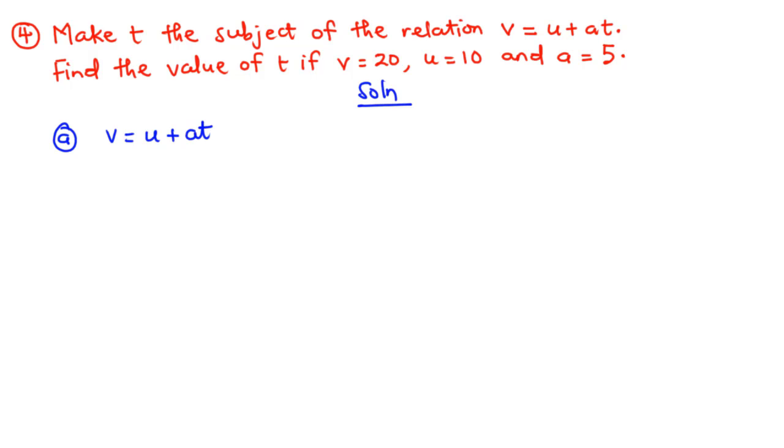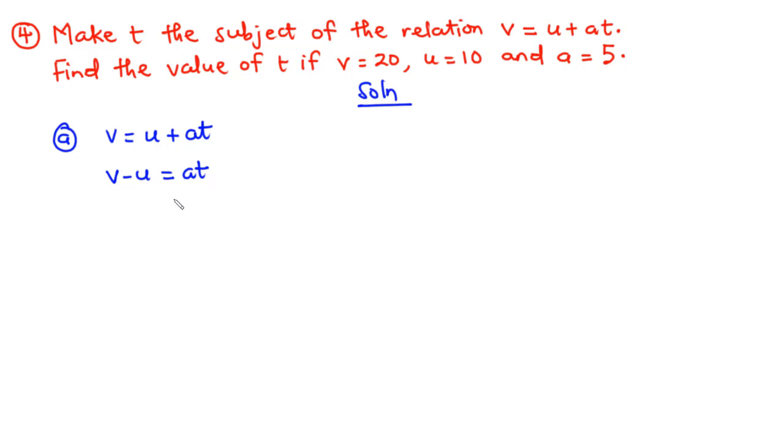Now for such a problem, we need to do grouping of like terms. So what we are going to do is group terms containing t on one side, and then also terms containing the other variables on one side of the equation. So we are going to transpose plus u or positive u to the left hand side, and that becomes negative u. So on the left hand side we have v minus u equals at.